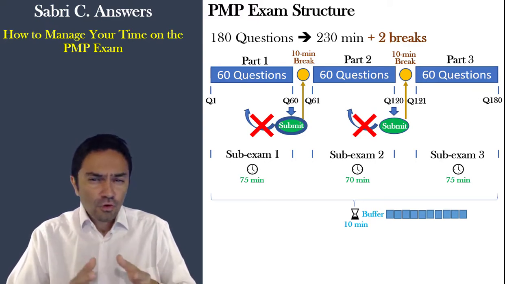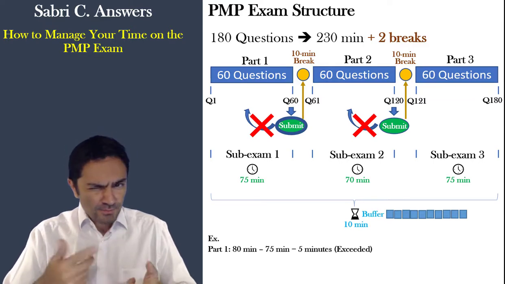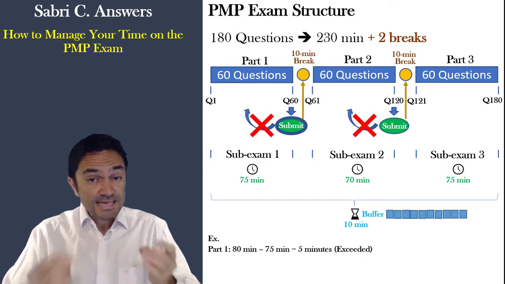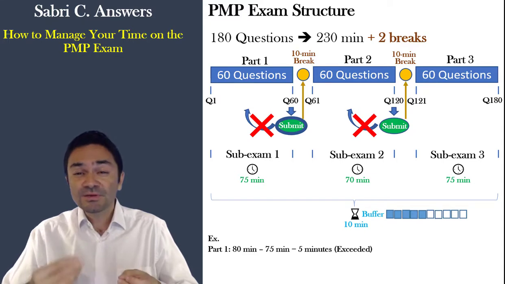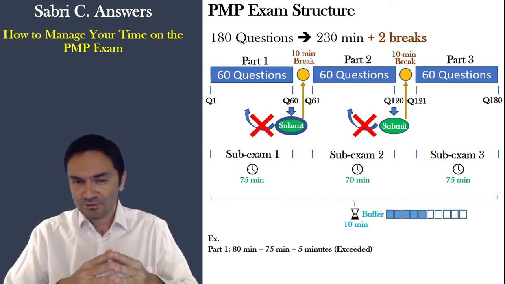Let's say you completed the first part in 80 minutes. So you exceeded your imaginary time limit by 5 minutes. Since you have a 10-minute buffer, you can use 5 minutes from this buffer to compensate for the exceeded amount. Therefore, no need to worry about it.